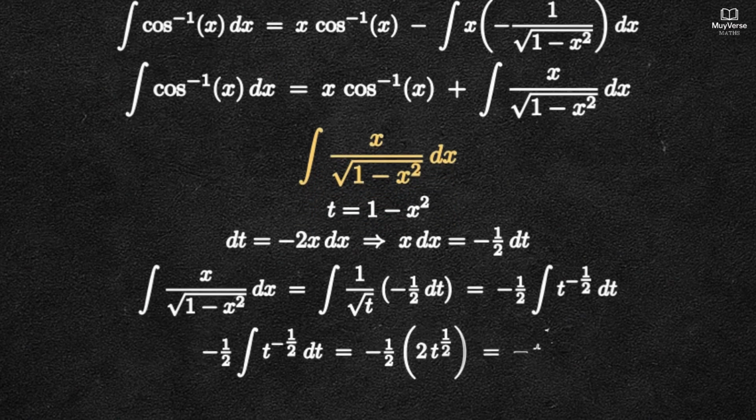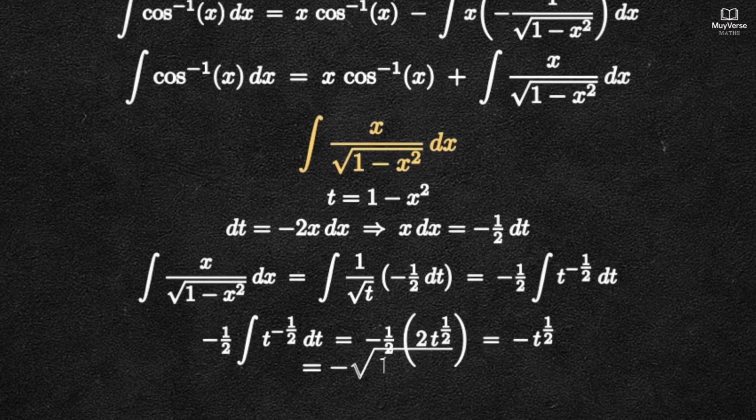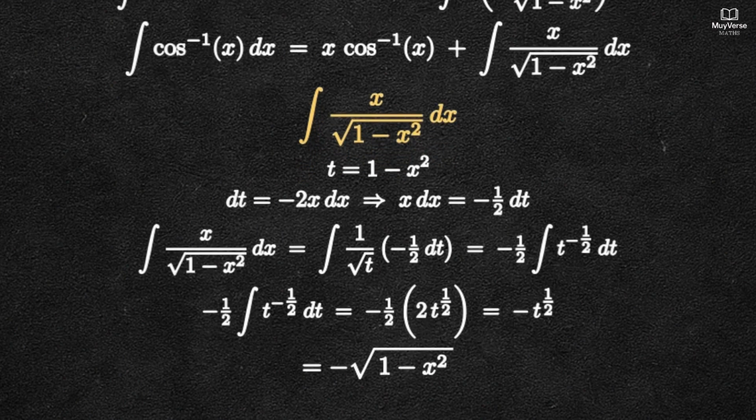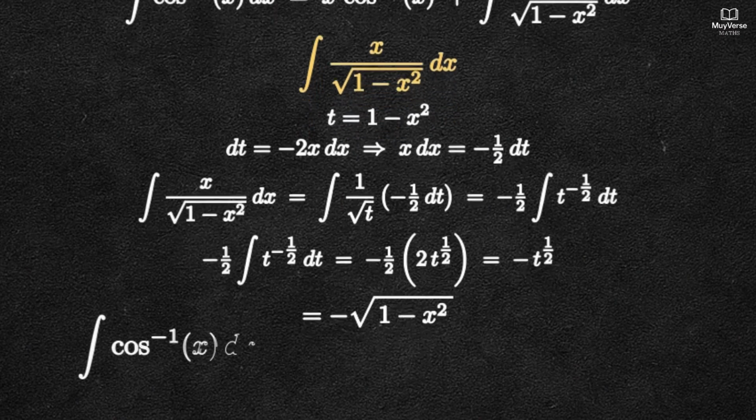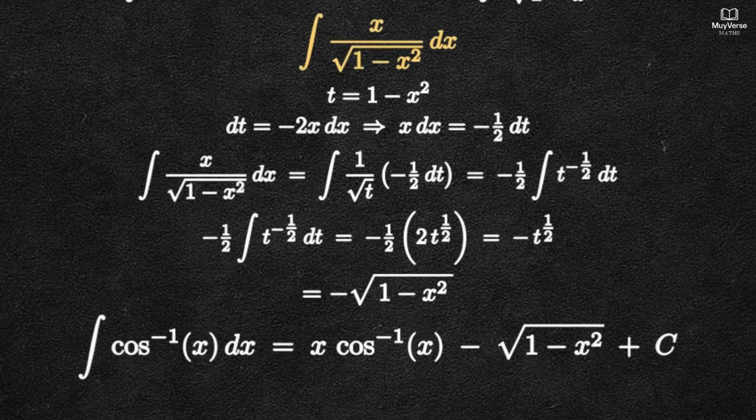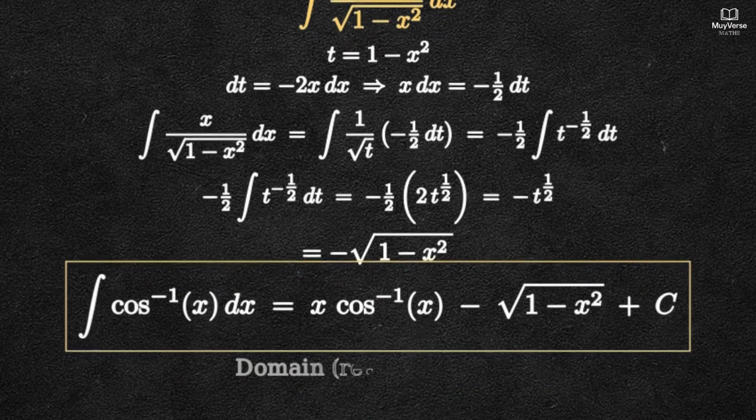Integrate. Negative 1/2 times 2 times t to the 1/2 equals negative square root of t. Back substitute t equals 1 minus x squared to get negative square root of 1 minus x squared. Finally, assemble the result. The integral of arc cosine of x dx equals x times arc cosine of x minus square root of 1 minus x squared plus the constant of integration.